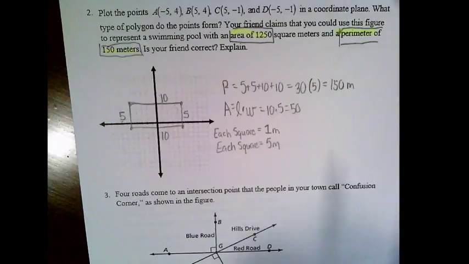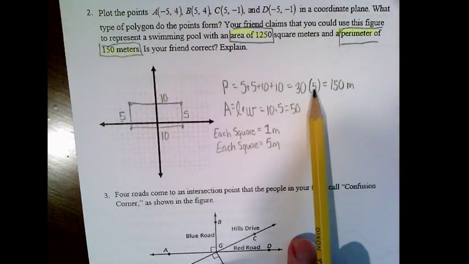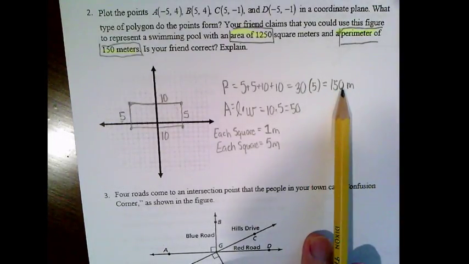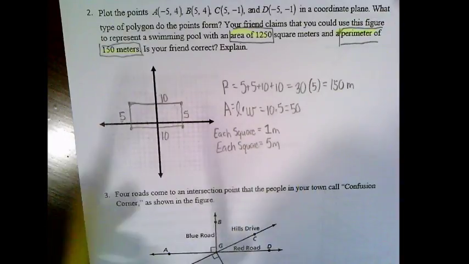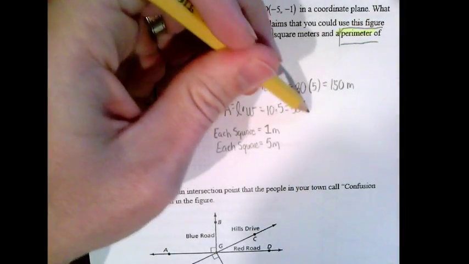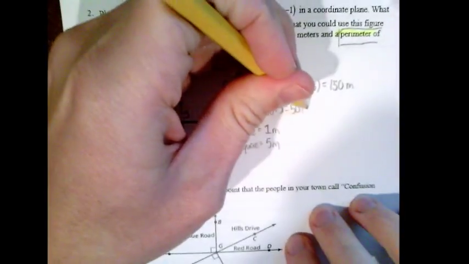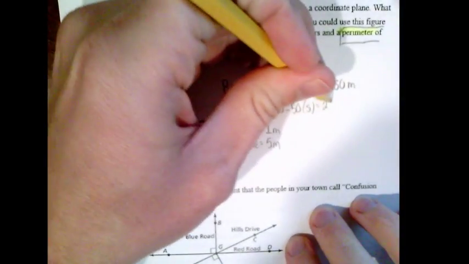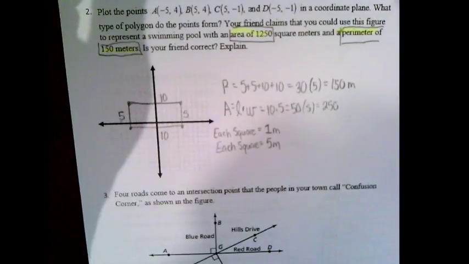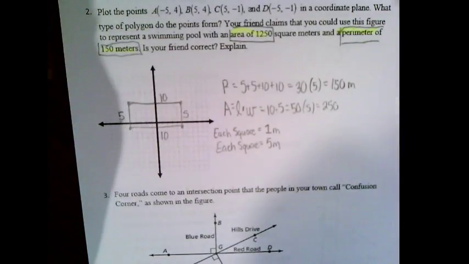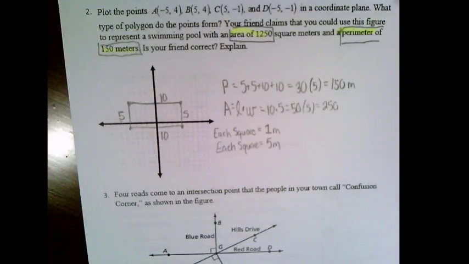But here's the problem. If we said each one of them were worth 5, that would give me 150. But if I do this one times 5, whoops, if I do this one by 5, it's going to give me 250. So that's no good. But somebody, what could we multiply the bottom by to get 1250?